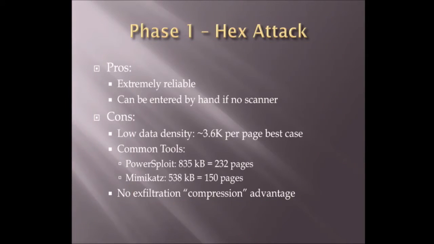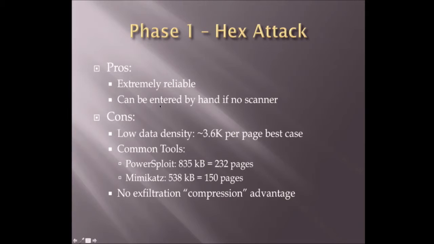All right. Okay, so the hex attack is really super reliable. You really can get data very easily onto a machine, and it's not going to fail pretty much at all. And if you really had to, you could enter it by hand. You could type in those hex lines if you really wanted to. Now that gets kind of tedious after 19 pages, but if you didn't have a scanner available, you could do this and still get arbitrary binaries on your system.